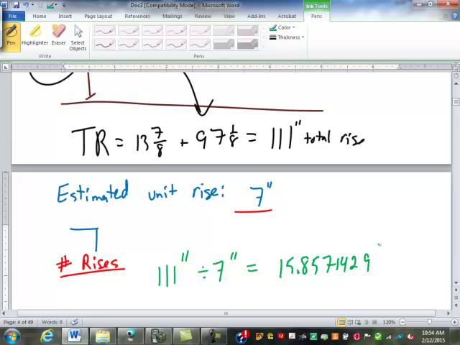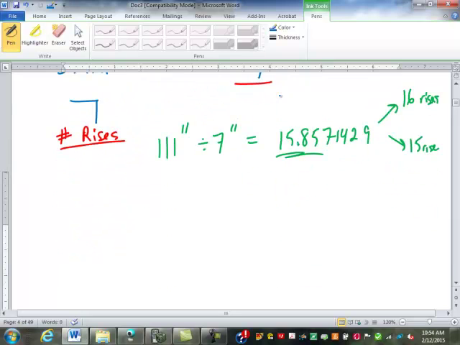15.8571429 approximately, right? So now, here's the thing. I got 15.85, 15.86, somewhere in there. I either have to go with 16 rises or 15 rises, one of the two. If I go with 16 rises, it's going to be just a little less than 7 inches. If I go with 15 rises, it'll be a little bit more than 7 inches. I usually like to go a little bit more than 7 inches. I don't like to go under 7 inches. So let's take a look. Let's see what each would be.